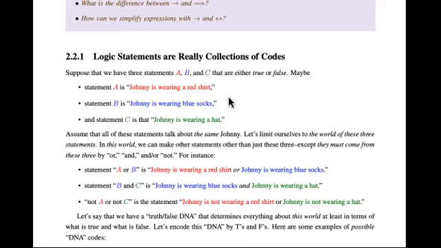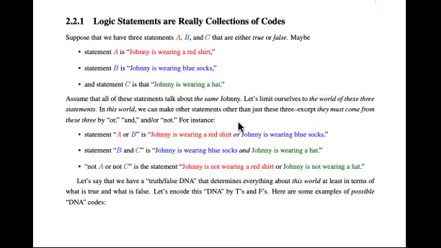So here are some examples of different statements that could either be true or false. Johnny is wearing a red shirt. That's either true or false. Or Johnny is wearing blue socks. Johnny is wearing a hat. Let's assume that all the statements talk about the same Johnny. And let's think about different possibilities of statements that we could make based upon A, B, or C.